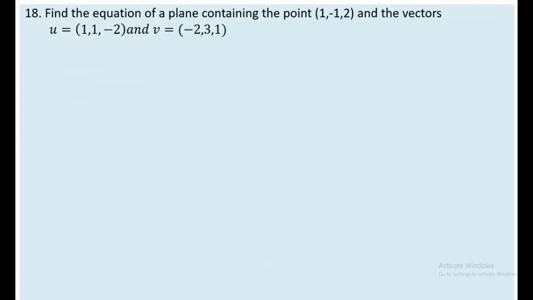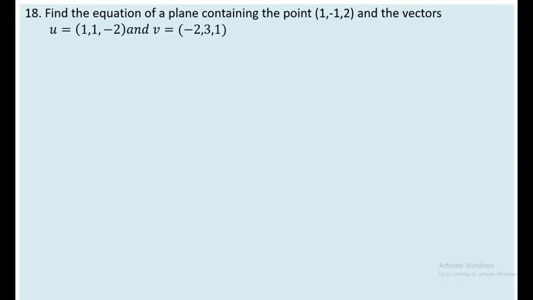In question number 8, students, you are asked to find the equation of a plane containing the point (1, -1, 2) and the vectors u and v. Basically the idea is the same, so we need to carry out the cross product of u and v, and that is supposed to be normal to not only the vectors u and v but also normal to the plane.